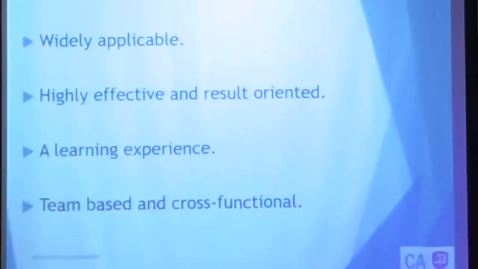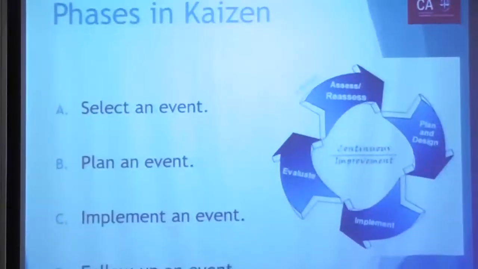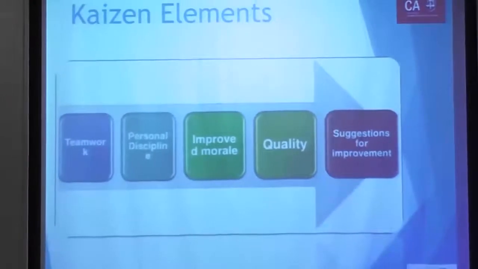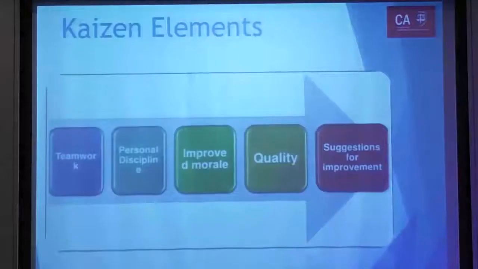So the main core concepts of Kaizen are what you see here. These are some Kaizen elements, teamwork. Kaizen is all about continuous improvement: how you can improve the production process, how you can make it more value adding, how you can take out all the non-value adding activities, and how you can make it a more proficient as well as a more efficient production process.